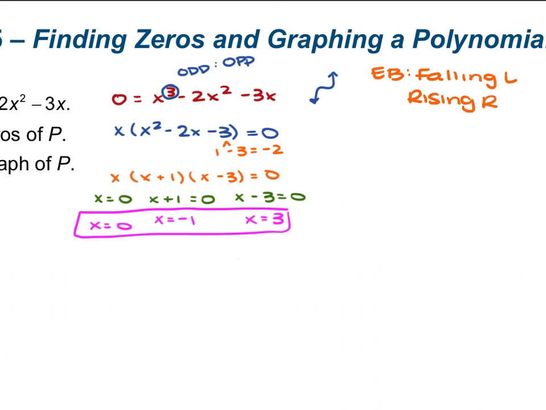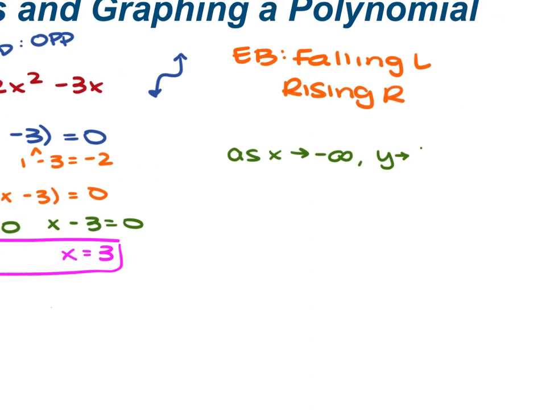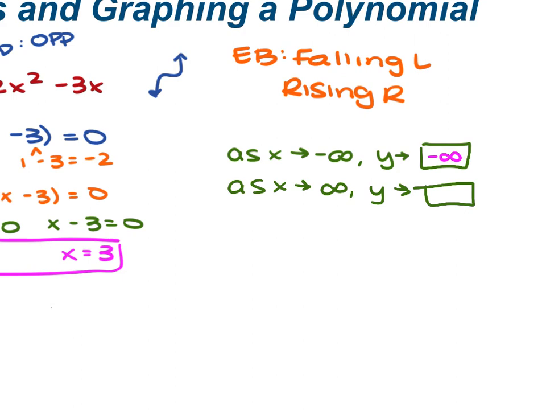So to put this in our end behavior notation, again, as x approaches, I'm going to do negative infinity first. Negative infinity, y approaches what? And as x approaches positive infinity, y approaches what? We're just filling in those boxes. So we said to ourselves, these are opposites. One of them is going to be negative infinity, one of them is going to be positive infinity. As we go to the left, it says that we're falling, so that's going negative infinity. And as we go to the right, it says we're rising, so that's going positive infinity.